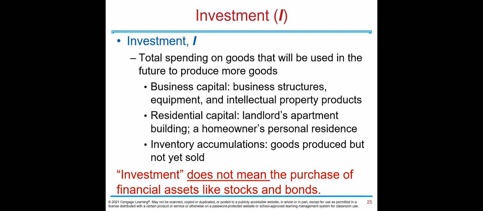Let's say this year Ford produces 100K cars but is only able to sell 50K of them. The 50K goes to inventory. Inventory accumulations are also considered as investment. Investment does not mean the purchase of financial assets like stocks and bonds.